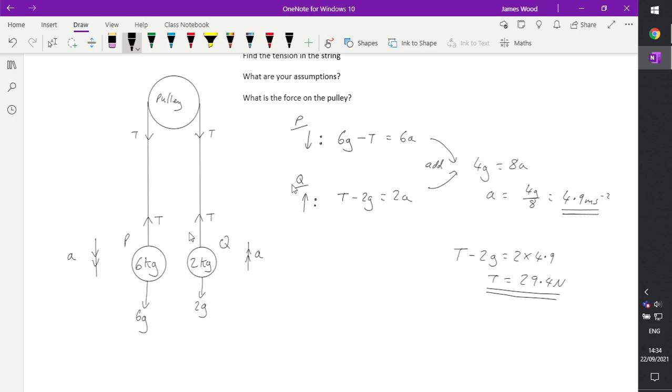Other assumptions we've made, things like no air resistance, we haven't modelled that at all. And we've considered them both as particles, so we haven't considered their size either, or the dimensions of these objects either.